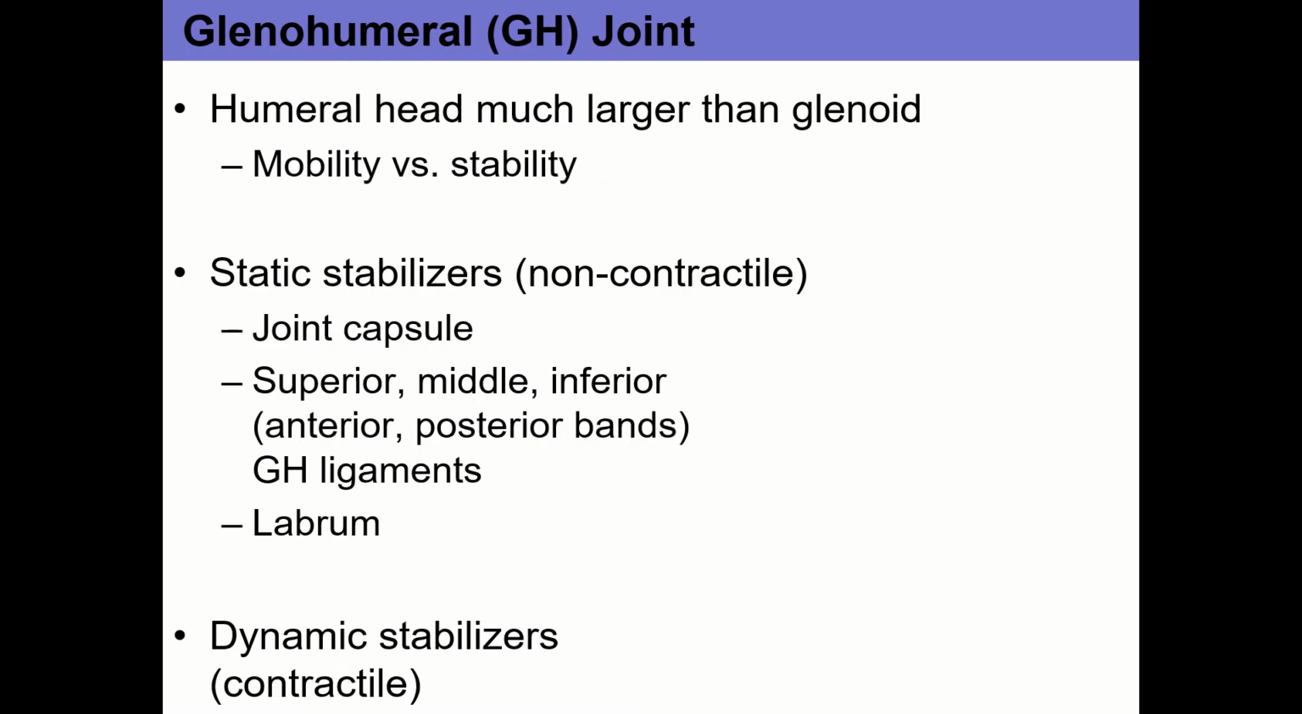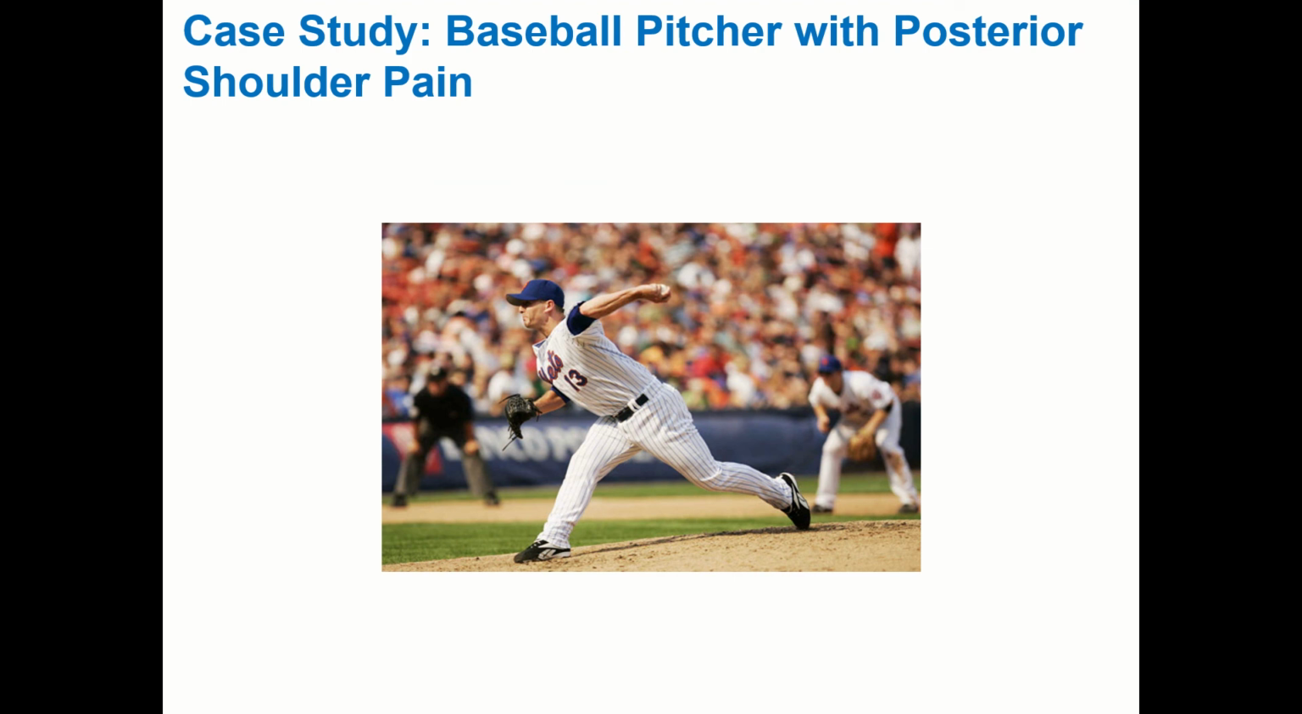All right, so that's our glenohumeral joint. All right, so I got two more case studies that we're going to cover, and then we're going to call it a day. So the first is a baseball pitcher with shoulder pain. And so we'll pretend you're an athletic trainer, physical therapist, orthopedist, whatever you want to be. But you've got a college baseball pitcher that comes to you complaining of shoulder pain.